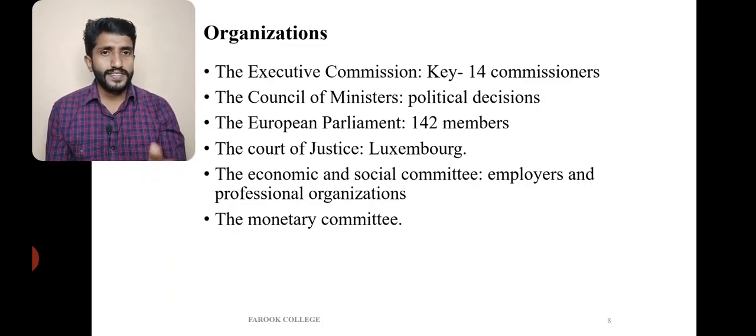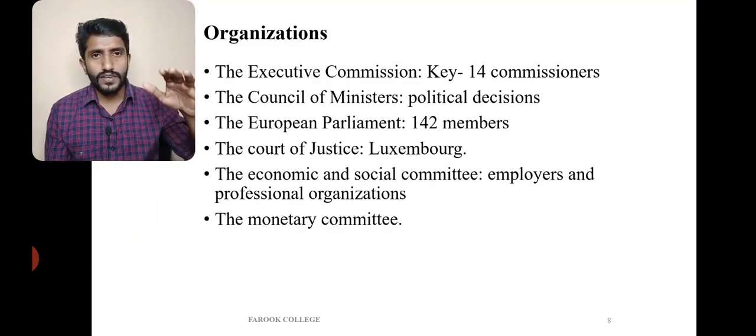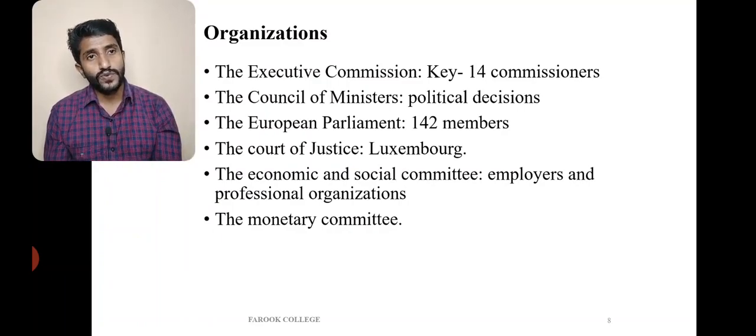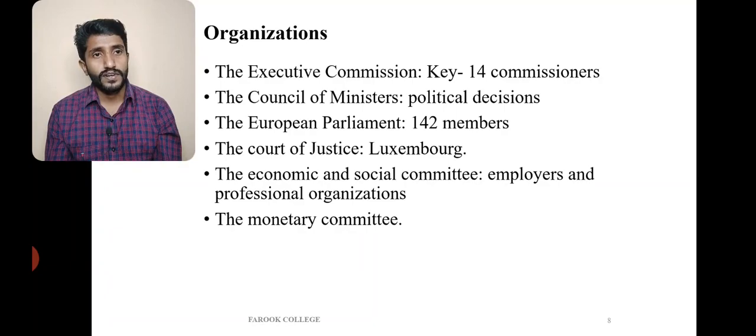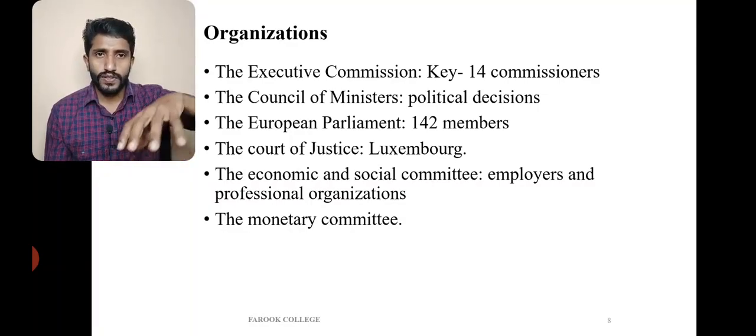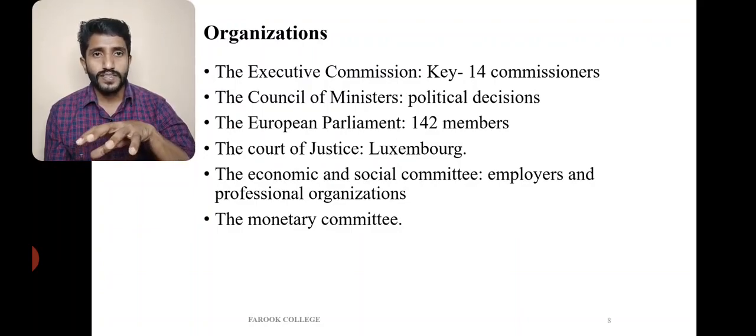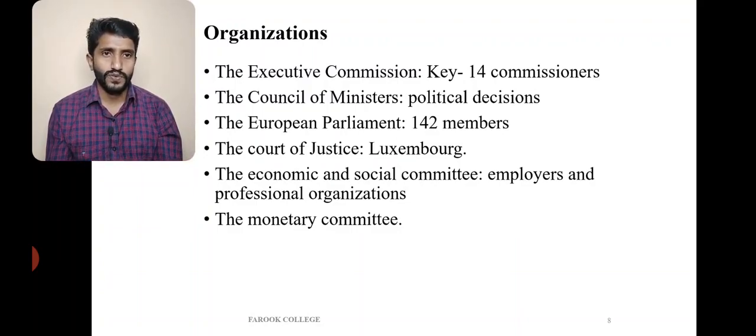And there are 6 organizations under the European Union. Firstly, the Executive Commission, which is the key institution under the European Union, and it has 14 commissioners from different states. Secondly, the Council of Ministers of all the member countries, who mainly take the political decisions regarding the European Union. Then there is the European Parliament, which includes 142 members from different states.